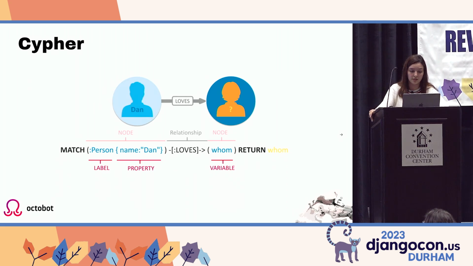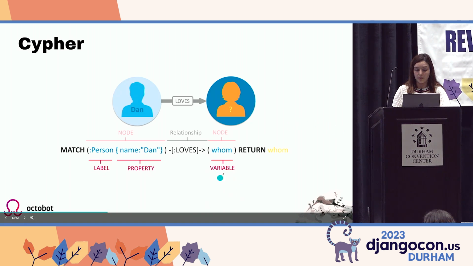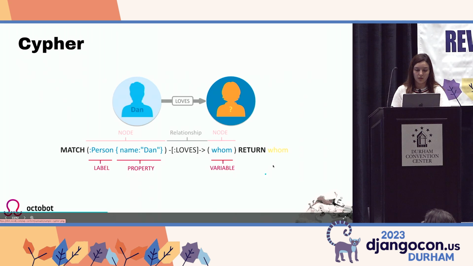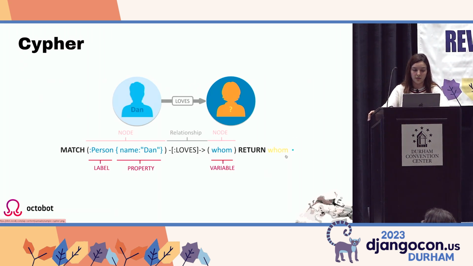I think that's fantastic. And here it's a small example where we want to know all the people that Dan loves. So in this example, this is a variable that can be, for example, he can love cars or whatever the labels can be in this graph, and we will return all the labels that he loves.